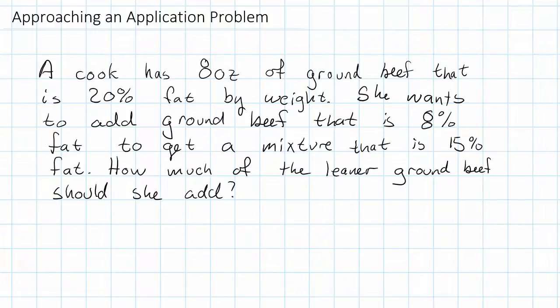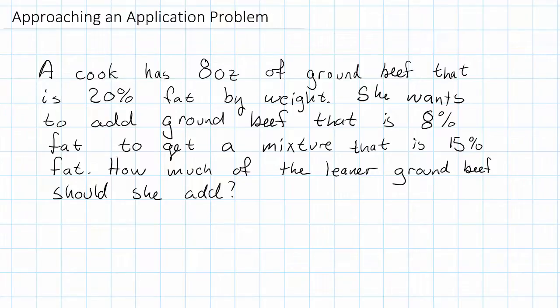And in order to show you an example of this, I'm going to give you a problem of a type that we haven't really seen before. So suppose we're told that a cook has 8 ounces of ground beef that's 20% fat by weight. She wants to add ground beef that's 8% fat to get a mixture that's 15% fat. How much of the leaner ground beef should she add?